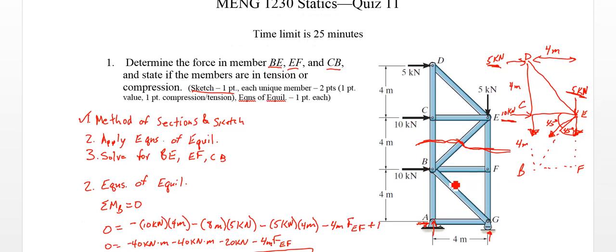If we took the bottom section, that one would, but then all three of these other ones would not be on there. What we would give up in doing that is we'd have to solve these reactions at A and G to do that.